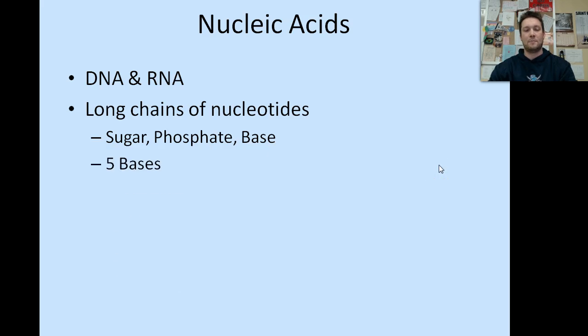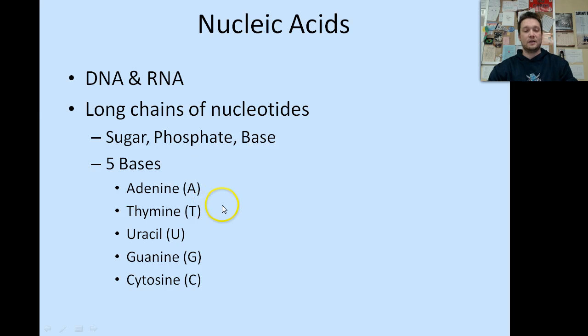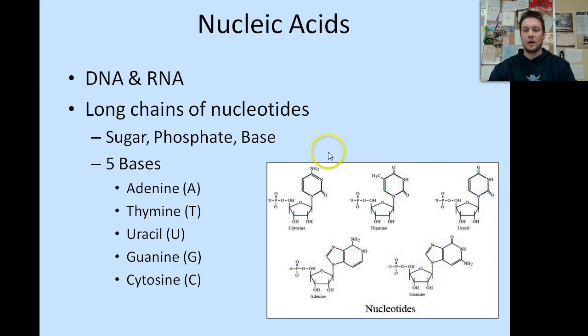Okay, there are 5 possible bases. Those are adenine, thymine, uracil, guanine, and cytosine. And here are their molecular structures. They're all very similar, but they do have subtle differences.